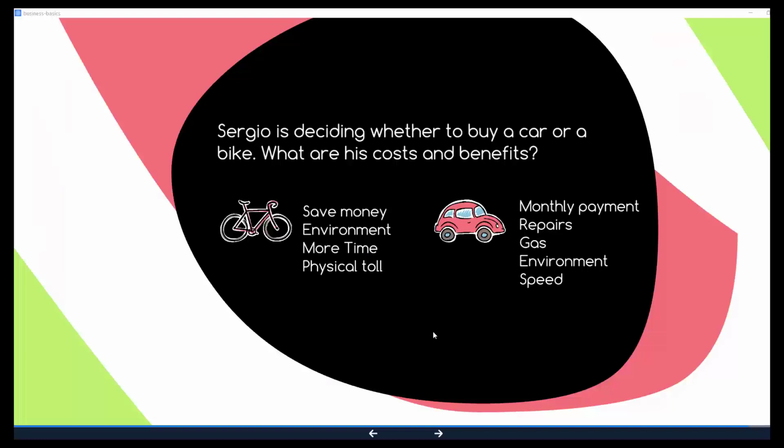So this example here says, Sergio is deciding whether to buy a car or a bike. What are his costs and benefits? So this is like a decision you're making. Should I buy a car? Should I get a bike? And then you can weigh that.